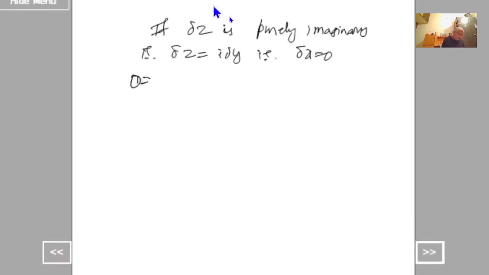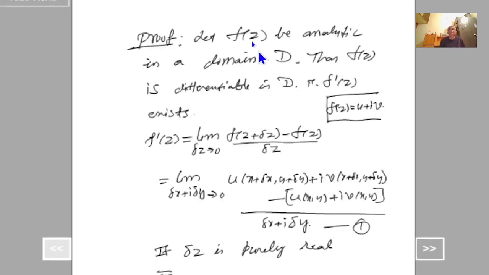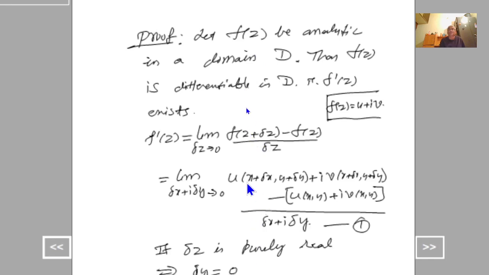So from 1, f dash of z is equal to limit delta y tends to 0. That is, delta z tends to 0 means i into delta y tends to 0, which means delta y tends to 0. Then we write u of x comma y plus delta y. There is change in y, and delta x is equal to 0.